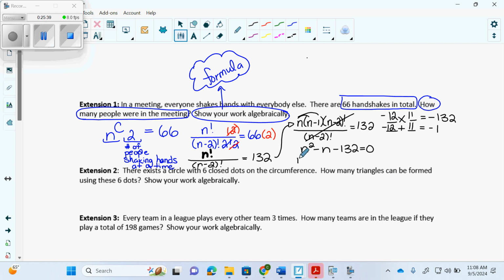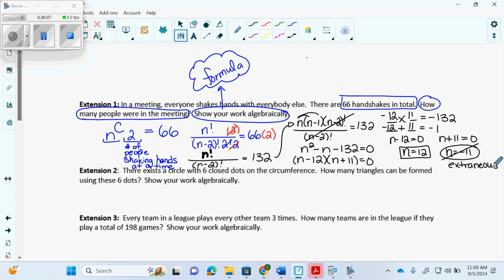So I get n minus 12, n plus 11 equals 0. And I get n minus 12 equals 0, n plus 11 equals 0. n equals 12 is good. n equals negative 11 is what? Extraneous.